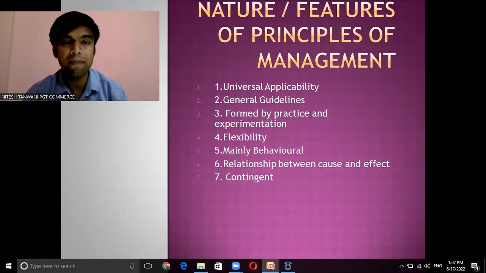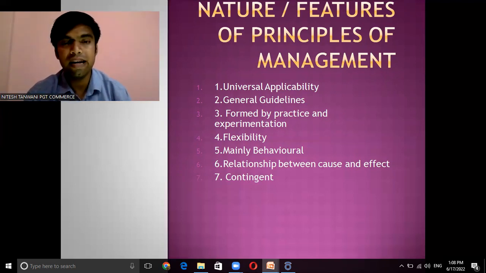Third, formed by practice and experimentation. These principles are formed by practice. Henry Fayol made a list of some of these guidelines. He applied those guidelines in different organizations. He observed that in some of the organizations these guidelines worked the same way, then he declared it as a principle. So these principles are formed by practice and experimentation. Fourth feature is flexibility. Flexibility means these principles are flexible and can be applied as per the environment. So changes can be done.